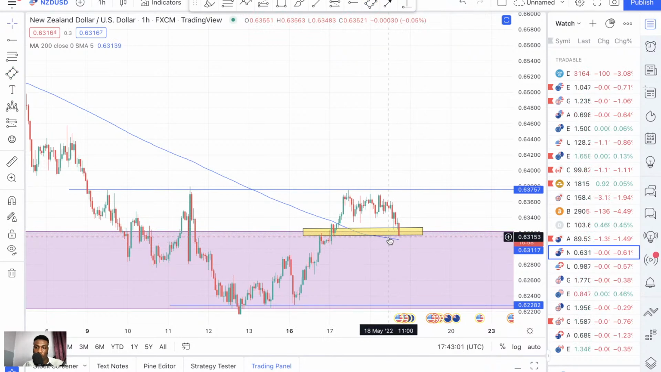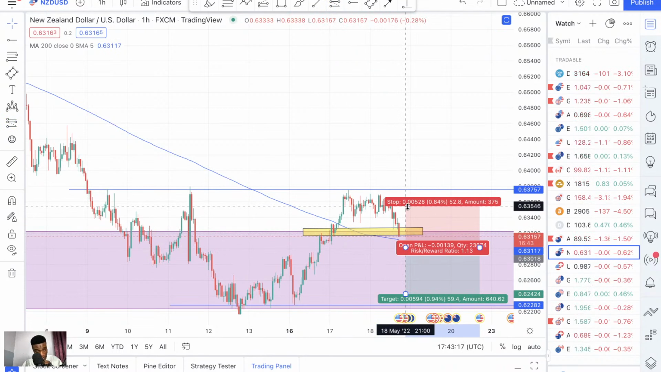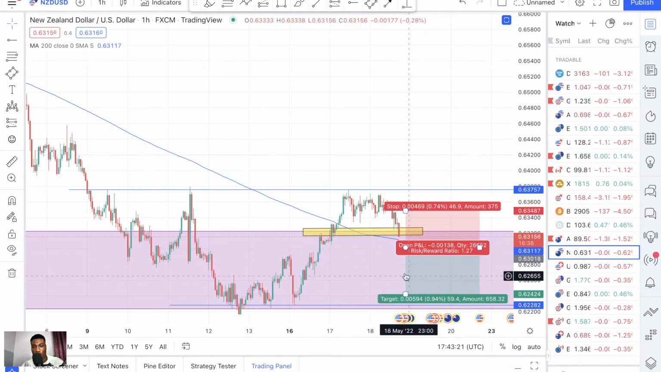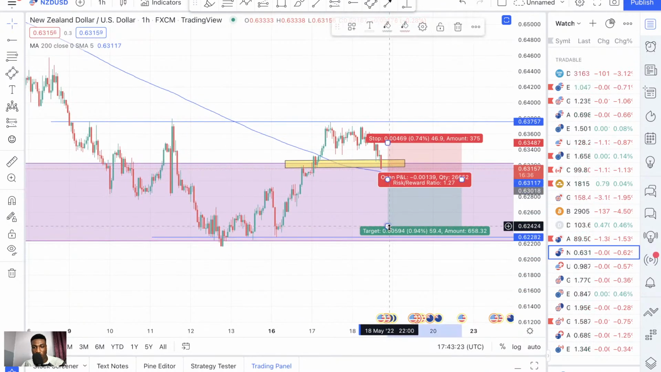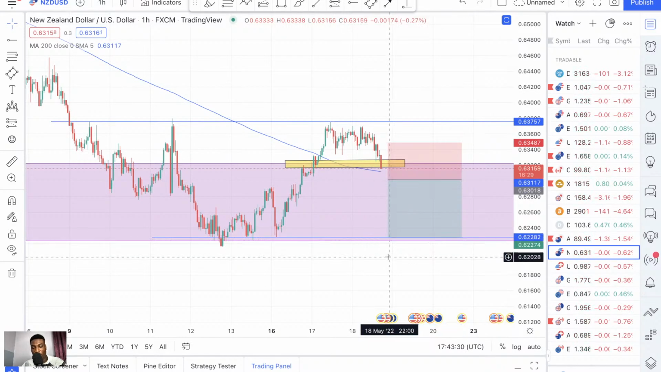So if you want to take a sell in NZD/USD, you can wait for a break below this 200 period moving average on the 1-hour time frame. If NZD/USD sustains a bearish momentum below that, that can be your indication to go short on NZD/USD and trade it down to 0.6227. That's about 75 pips.